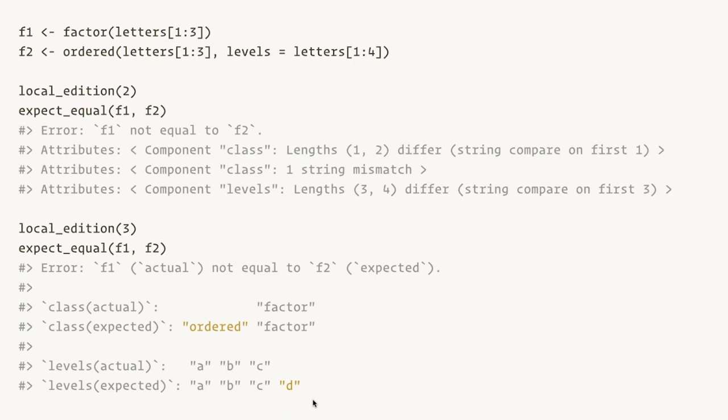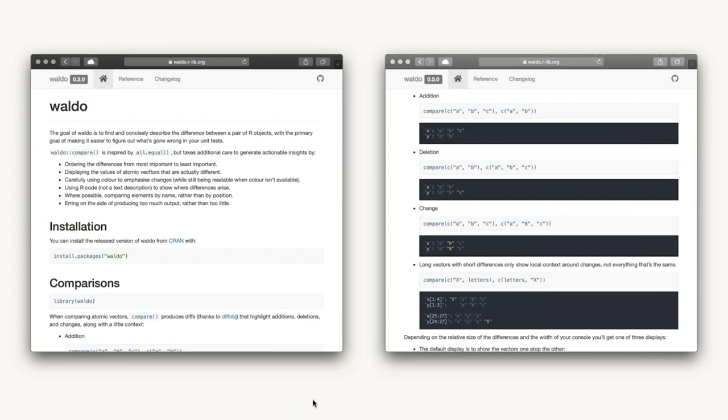when something's gone wrong. So if you want to learn more about Waldo, you can go to the Waldo website, which shows a bunch of examples and some of the principles. A lot of the differences of the values are powered by this really nice package called diffobj by Brodie Gaslam, which uses the same algorithm as the diff utility on Linux, which just makes it really easy to narrow in on exactly what has changed between two vectors.